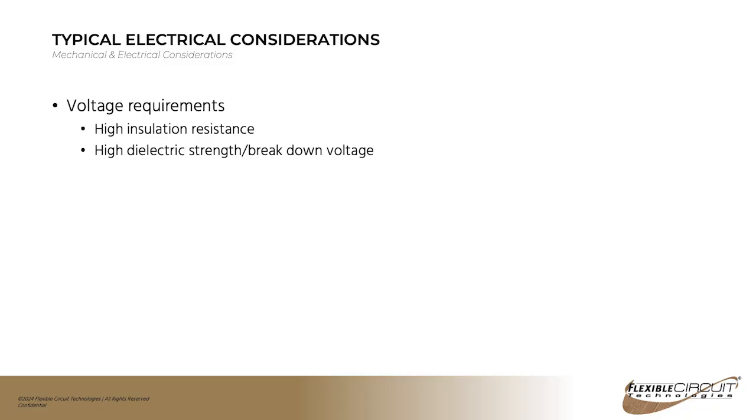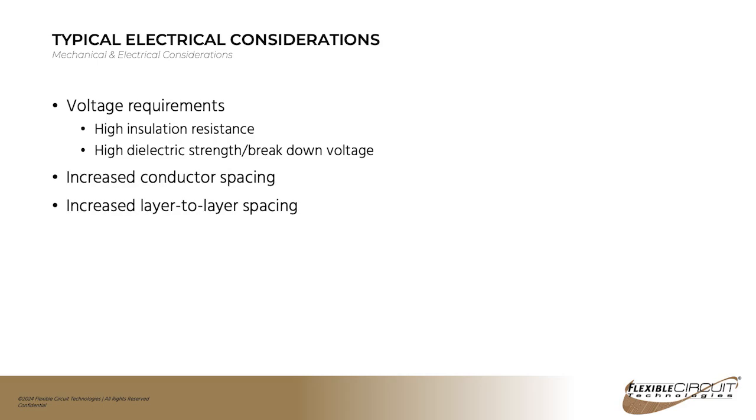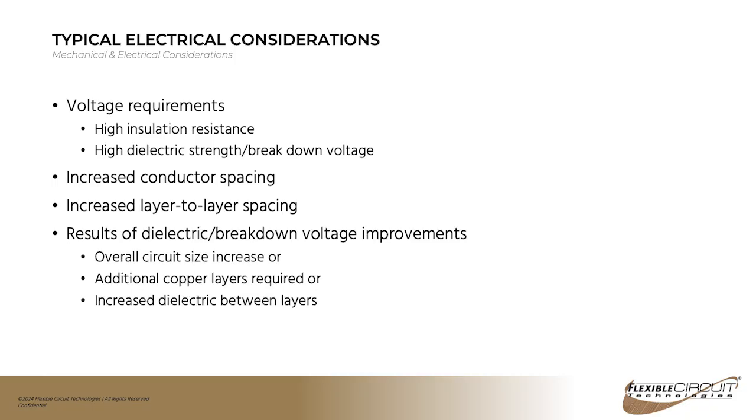But in certain applications where you do have high voltage potential, you have to be mindful of these 2 things. The way you would improve them from where they currently are would be to increase your conductor spacing or increase your layer-to-layer spacing to make sure there's nothing short in between layers. The result of that is typically making your overall circuit larger, because you're going to need to space your traces out, and that's going to take up more real estate on each layer. You may then need additional copper layers if you run out of space, and the extra copper layers are now going to work against you because you're going to be making the circuit additionally thicker, stiffer.